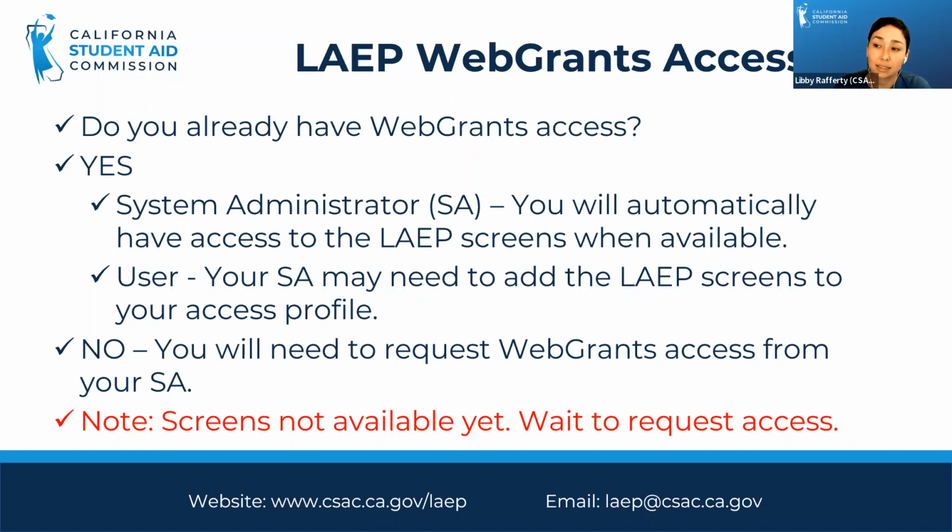You can't get access to them yet. Again, we're hoping to have those released within the next few weeks. And so you shouldn't request access to them now because they don't exist yet. So once those are out, we'll be sending out a message to the listserv, and you'll be able to request access at that time. So any questions on WebGrants access or how you're going to access WebGrants?